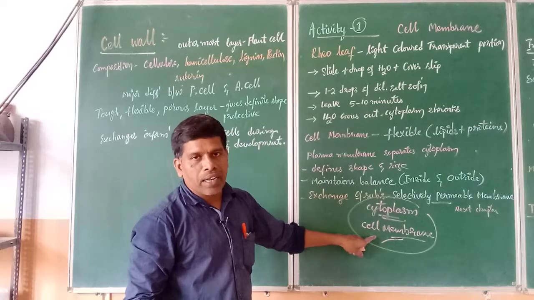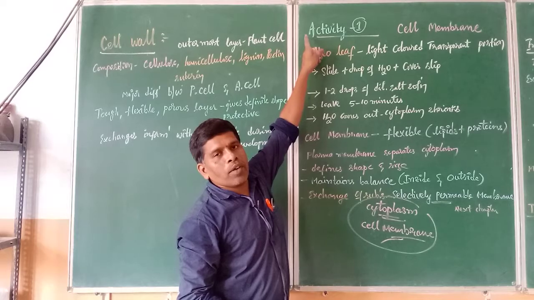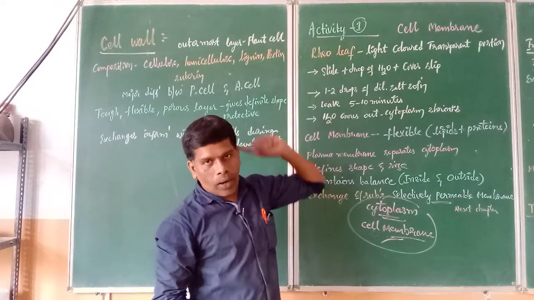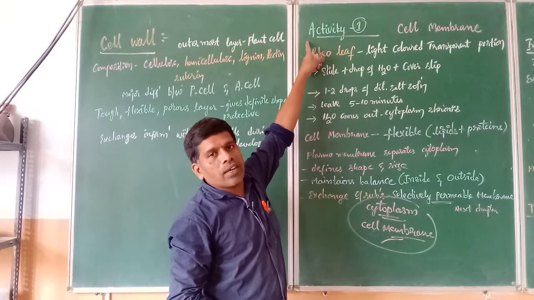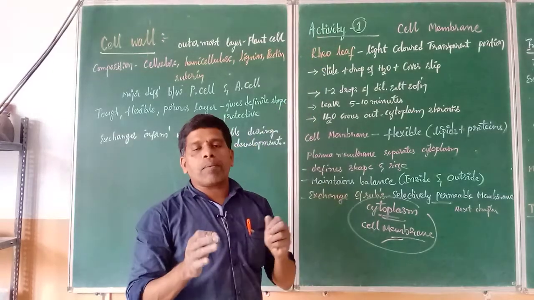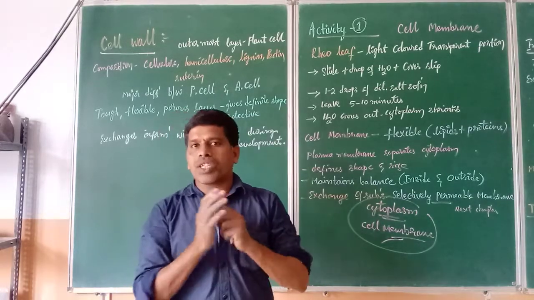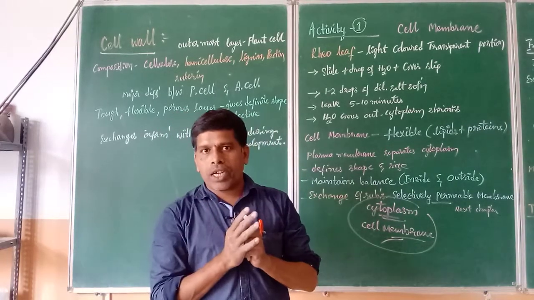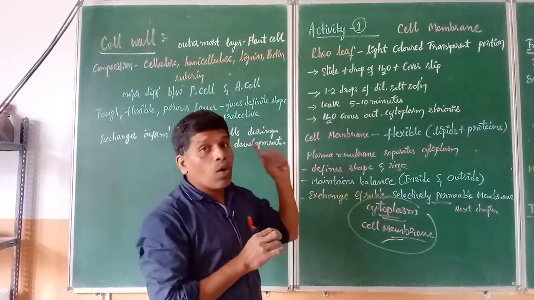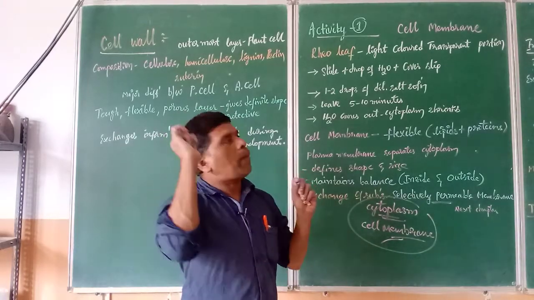Now let us study in detail about the cell membrane. We can study this by performing one activity, that is activity 1. In your textbook it is very clearly given. So let me go further. What do you mean by cell membrane? Cell membrane can be defined as the outermost protective layer which gives rigidity, shape and flexibility to the animal cell. Outermost in the animal cell we are saying, but it is the second layer in the plant cell.